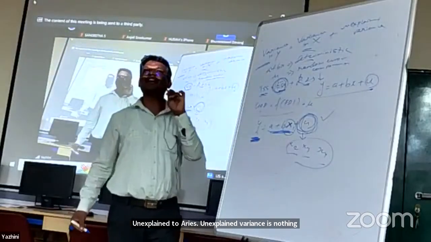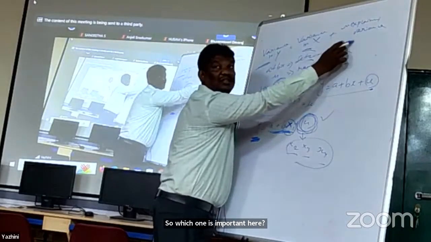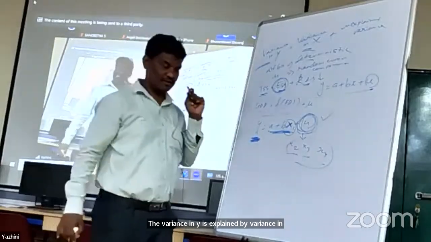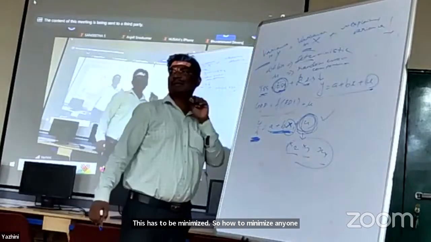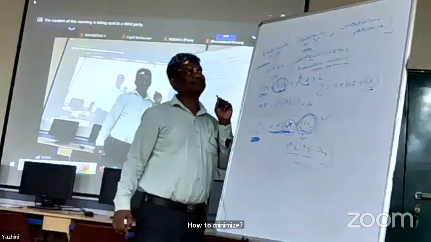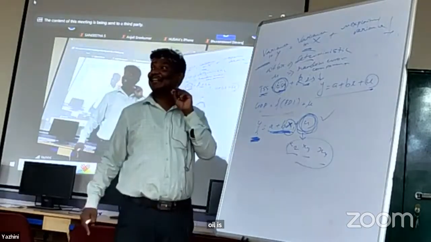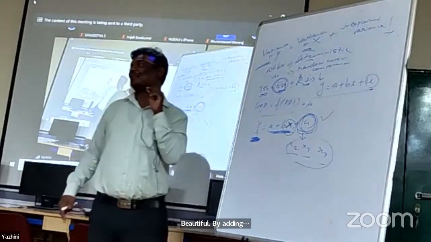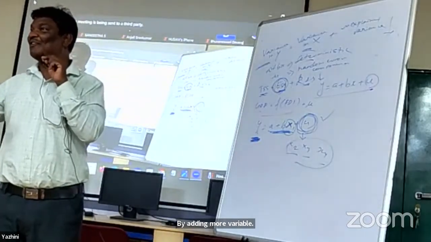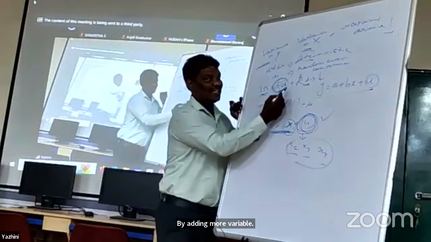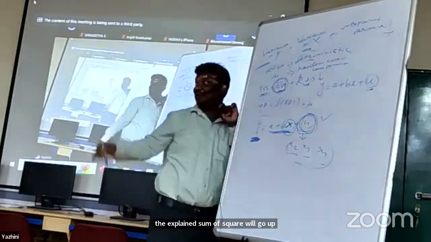So which one is important here? The variance in Y explained by variance in X. I don't want this unexplained part. This has to be minimized. So how to minimize? Anyone? How to minimize? Any idea? By using OLS. Beautiful. By adding more variables. When you are adding more variables, which will go up? The explained sum of square will go up, and you are minimizing the error.